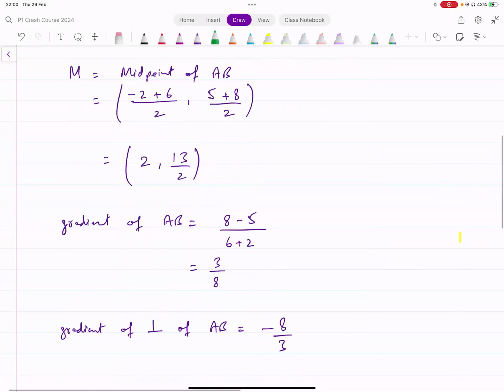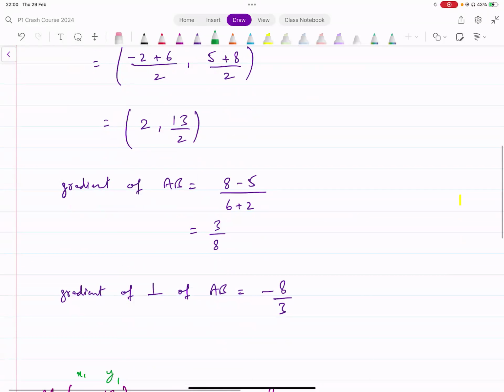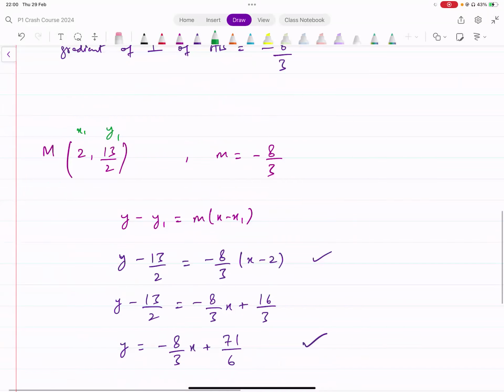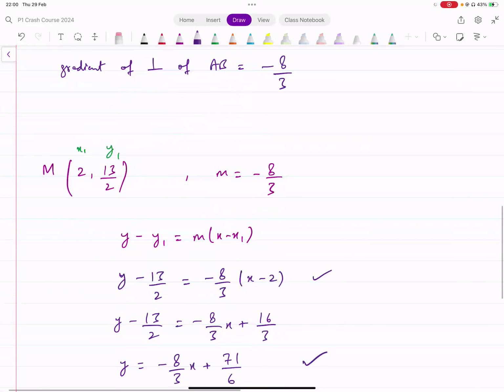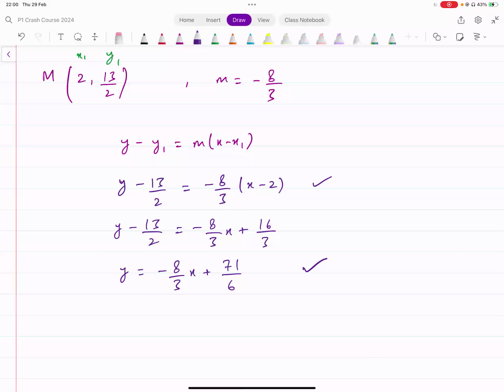Gradient of AB you can find by using the coordinates of those 2 points, and then you can just take the negative reciprocal of that to find the gradient of the perpendicular bisector. Once you have the gradient and a point on the line, which was 2 and 13 over 2 in this case, you put those two things in this equation, in this form, y minus y1 equals m into x minus x1, and that will give you the equation of that perpendicular bisector.